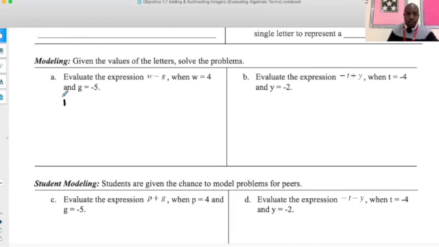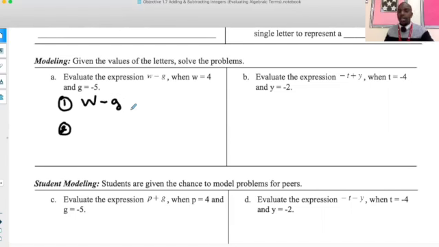The first step, let's write the expression again, just so we can see it a little bit bigger. W minus G, right? Good. Second step, let's substitute. Now, what does substitution mean? When you hear substitution, what are you thinking about? I'm pretty sure we're going to get some great answers for that question in class.